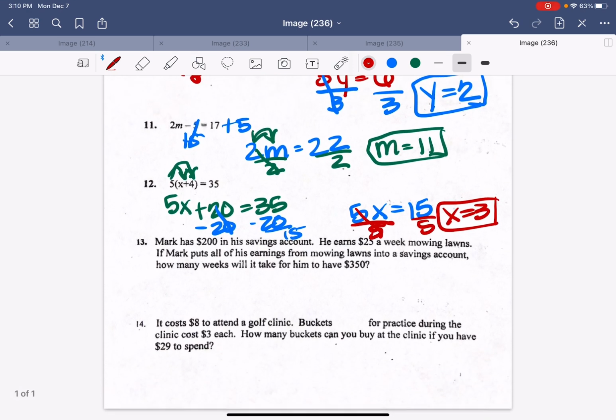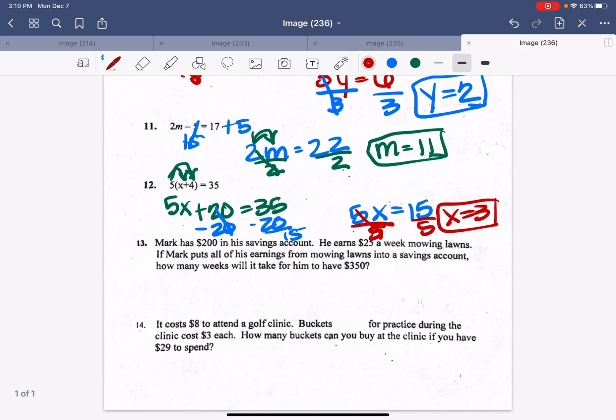Okay, number 13. On this one you need to do the equation and then the solution. So let's see. Mark put $200 in his savings account. He earns $25 a week mowing lawns. If Mark puts all his earnings from mowing lawns into a savings account, how many weeks will it take for him to have $350? So we're going to start with, remember that an equation always has an equal sign, and whatever it is, it's going to equal 350.